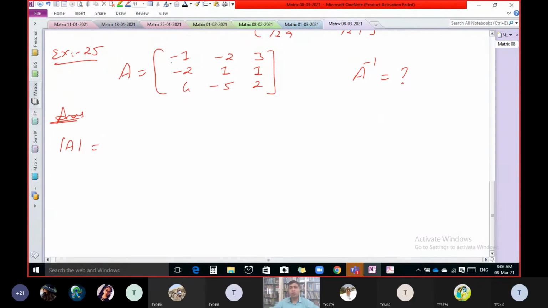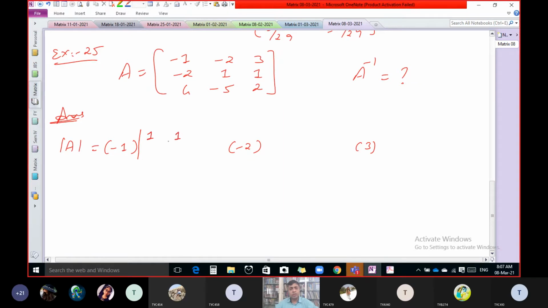Select first of all the first row and see the elements of the first row: -1, -2 and 3. So you can write -1, then here -2, then here 3. Now multiply the minor of each one. So what is the minor of -1? This -1 is in first row, first column, so just eliminate the first row and first column. So we get 1, 1, -5, 2. You would write it like this: 1, 1, -5, 2 over.